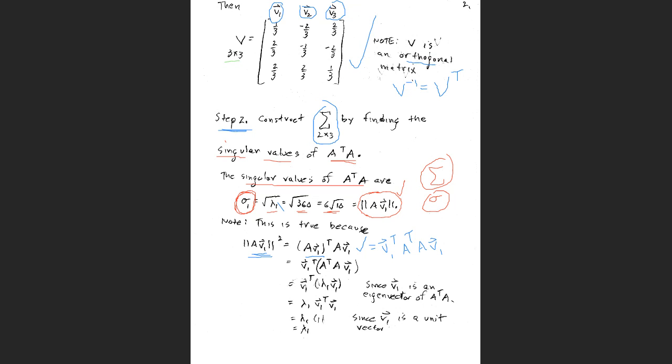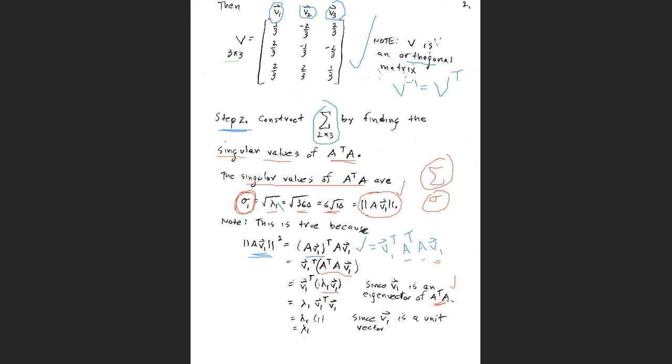Okay? What I'm going to do is group together, since matrix multiplication is associative, A transpose A times V1. I can put those in parentheses like I did here. Now, why would I want to do that? Because A transpose times A times V1 is simply equal to lambda 1 times V1, because the eigenvector V1 is an eigenvector of A transpose times A, right?